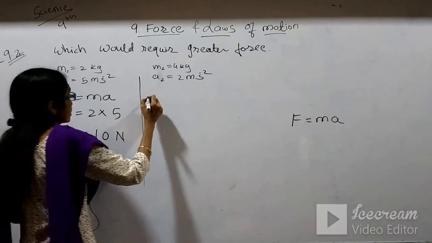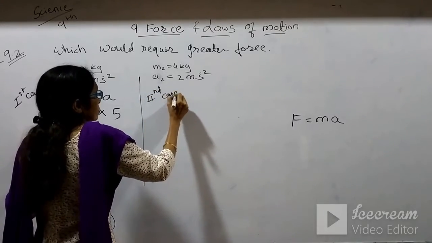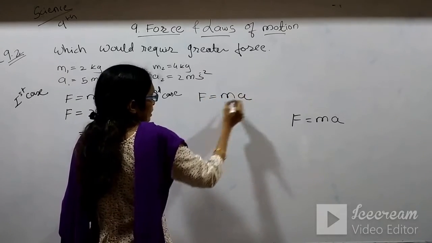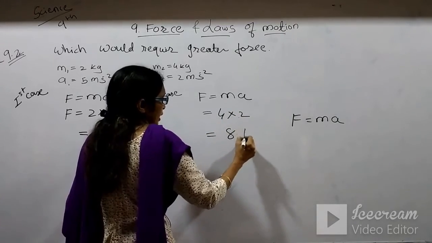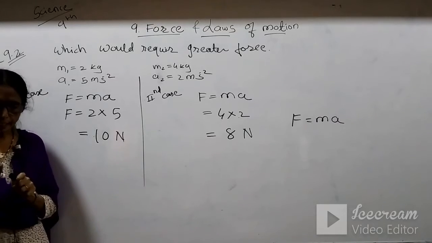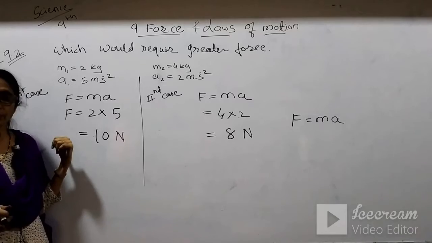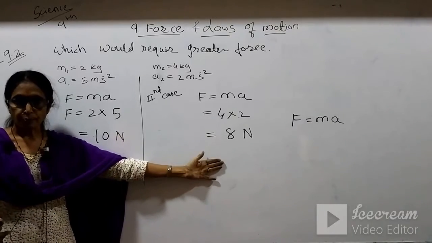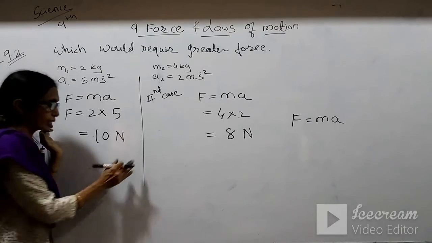Now in the second case, again we will use this same formula. What is F here? 4 into 2 is equal to 8 Newton. So in which case do we require more force? We can see from here, this is 10 Newton, this is 8 Newton. So which force is greater? This one. So write the statement here.